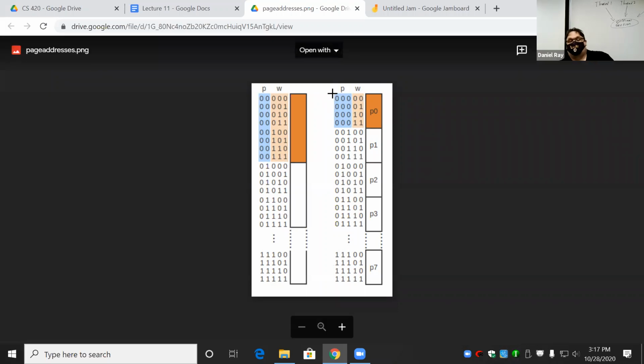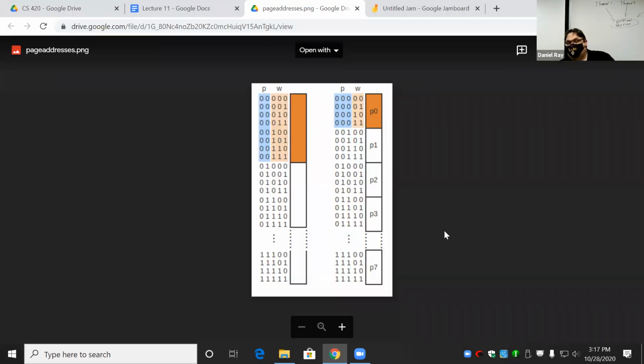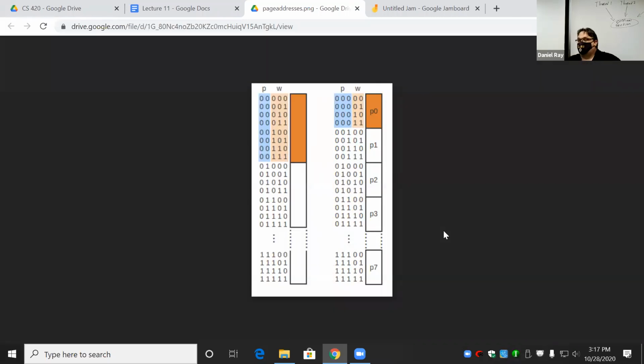And the same thing is true for this memory, because it's the same memory. 32 is the number of addresses. It only takes me 5 bits to address 32 addresses. Does that make sense?